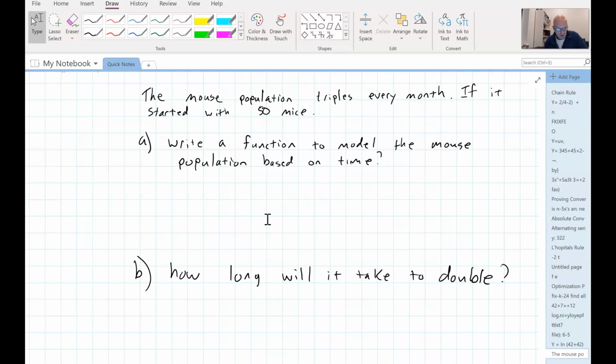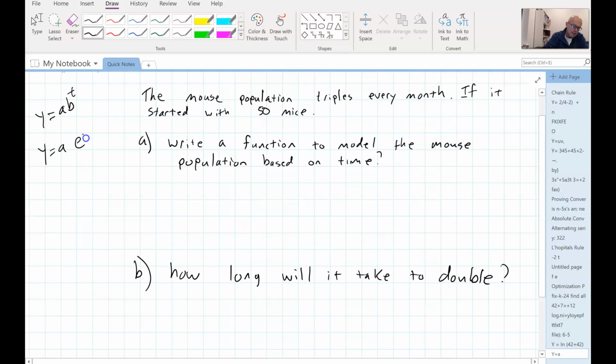So first, part A says write a function to model the mouse population based on time. As you saw in the first introductory video, there's really two basic exponential models. We have y equals a times b to the t, or y equals a times e to the kt. And we could really use either one of those models here. If we're using the first model, we'd have to find out what b is, because we've been given a, the initial population. And if we're using the second one, we'd have to figure out what k is. So let's do the first one first.